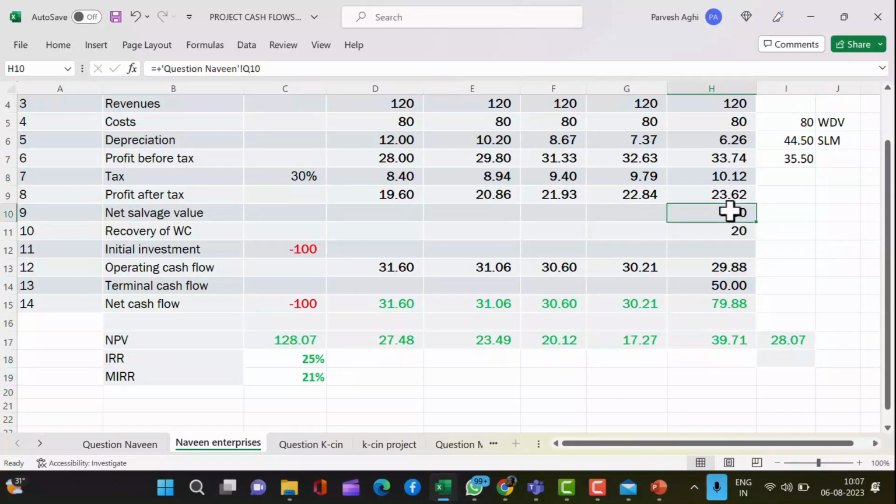Now when you are getting 30 here, this is basically your cost of the machine was 80 and you depreciated 44. So this was the book value of your machine, but you got only 30, isn't it?